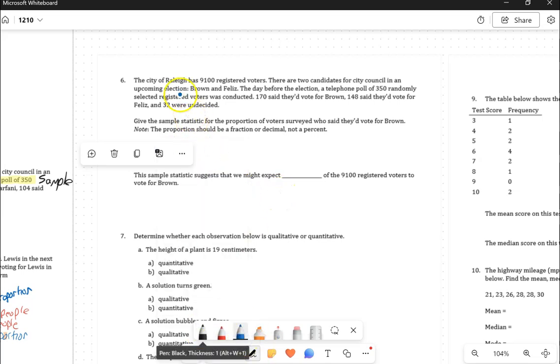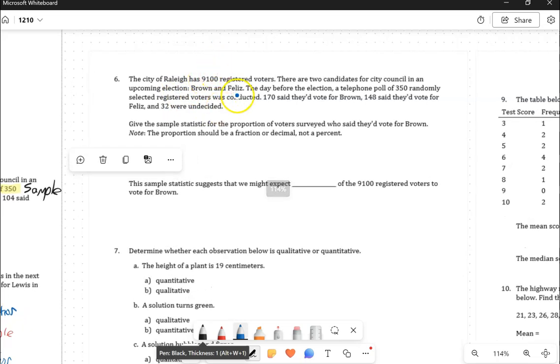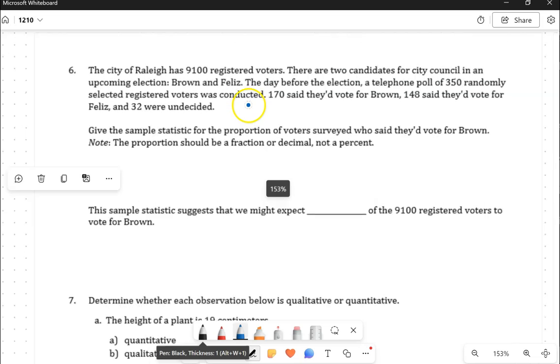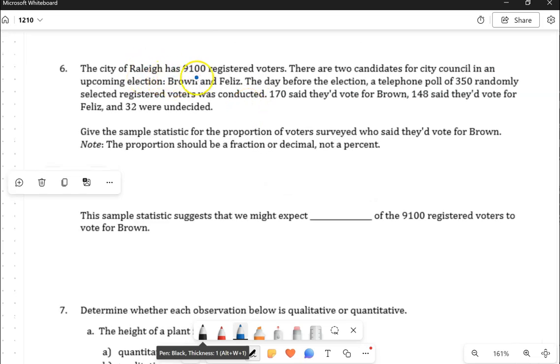Here we go. All right, number 6. The city of Raleigh, sorry, I don't know why I said Raleigh, that's wrong. The city of Raleigh has 9,100 registered voters, 2 candidates. We have a telephone poll of 350 people. So this would be the population size. This would be the sample.